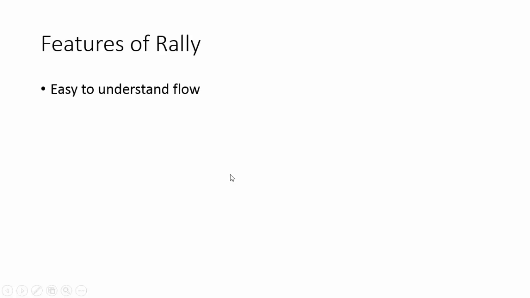First feature is easy to understand flow. Rally provides a very simple flow that is easy to understand. Its order of menu follows the flow of Agile, so the user does not get confused in order to follow the Agile.